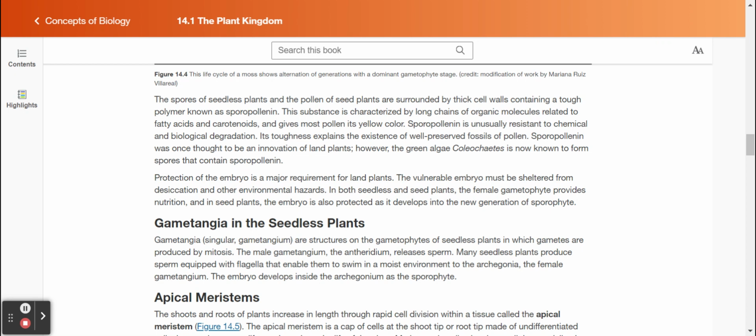Sporopollenin was once thought to be an innovation of land plants. However, the green algae coleochaetes is now known to form spores that contain sporopollenin. Protection of the embryo is a major requirement for land plants. The vulnerable embryo must be sheltered from desiccation and other environmental hazards. In both seedless and seed plants, the female gametophyte provides nutrition, and in seed plants, the embryo is also protected as it develops into the new generation of sporophyte.